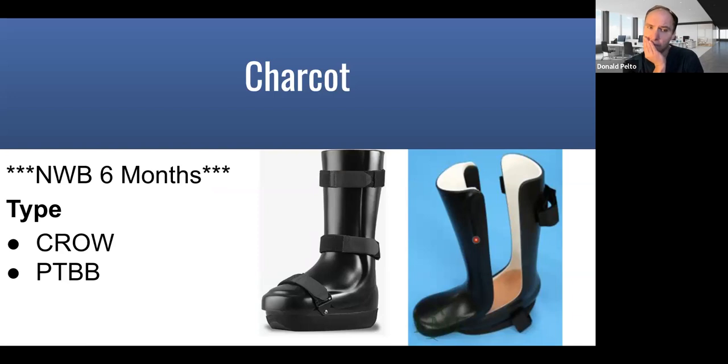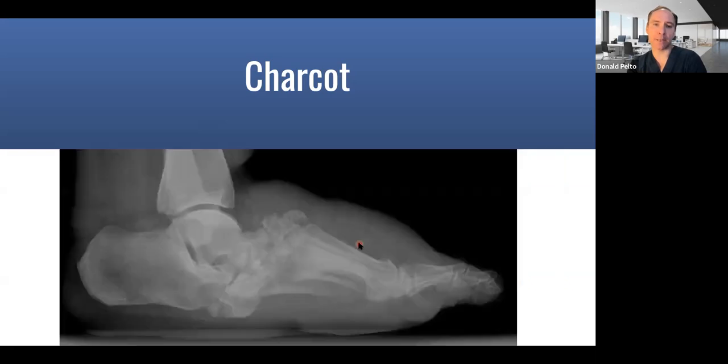Charcot. Basically, I'm not going to go into all the medical details of it, but in terms of the bracing, I keep them non-weight bearing for 6 months, but who can keep someone non-weight bearing for 6 months? You can't, it's hard. So I usually start with the crow, and then I move them to a patellar tendon bearing brace. This is an example. Once again, I don't do these in the office. You could. I send them out to Hanger. They get this thing, and they usually have to add more padding because it tends to piston.